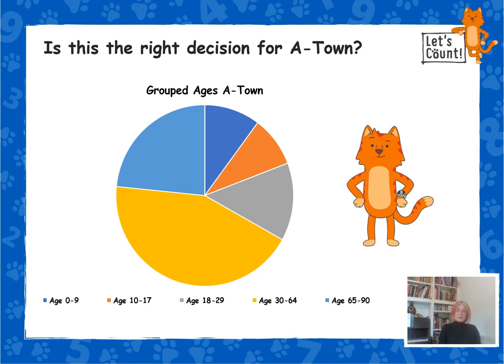You came to a decision in your class about what you felt was needed in your local area. Do you think that decision you made would be the right one for A Town, based on what you can see here, about the ages of the people who live there? Discuss whether you think your class decision would be right if you lived in A Town. You might want to pause the recording here.